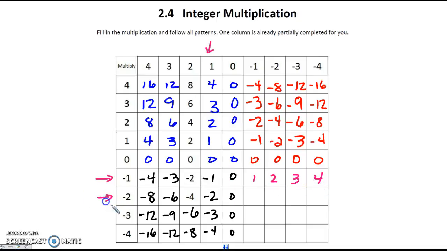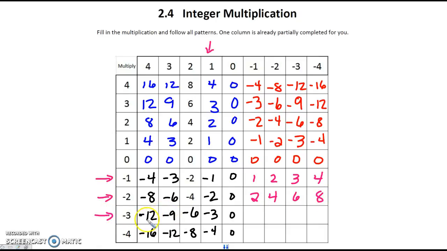Let's do this row right here. If I go from -8 to -6, I'm adding 2. Add 2 more, I get -4. Add 2 more, I get -2. -2 plus 2 is 0. Add 2 and I get 2, 4, 6, 8, just following the pattern.